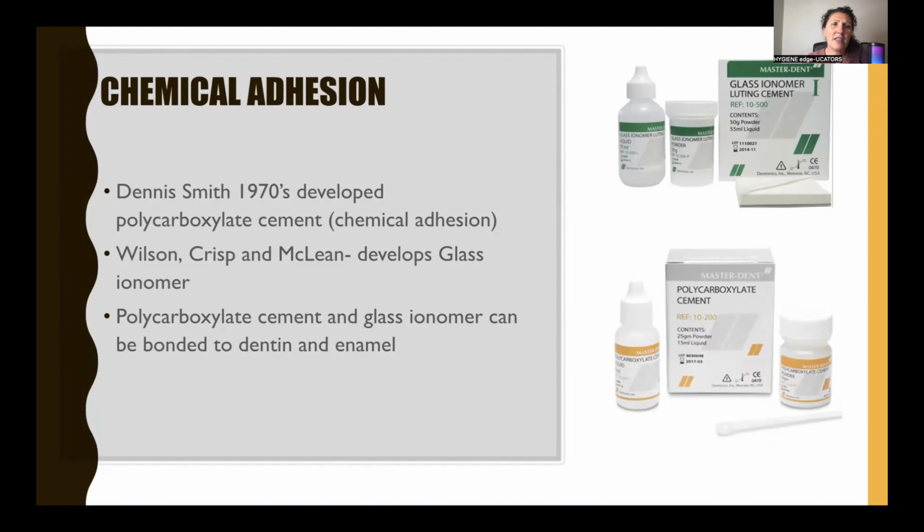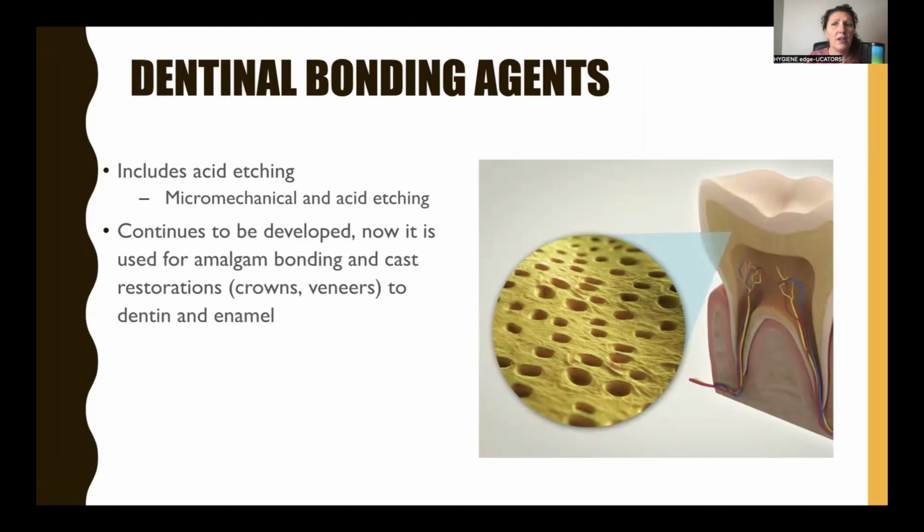So in the 1970s, they developed our first polycarboxylate cement, which we talked about earlier, and that created a chemical adhesion. And that polycarboxylate cement and glass ionomer, they can be bonded to dentin and to enamel. So now we don't have to take away any tooth structure microscopically, or maybe we do a little bit of both, really, to get quite a bit of adhesion.